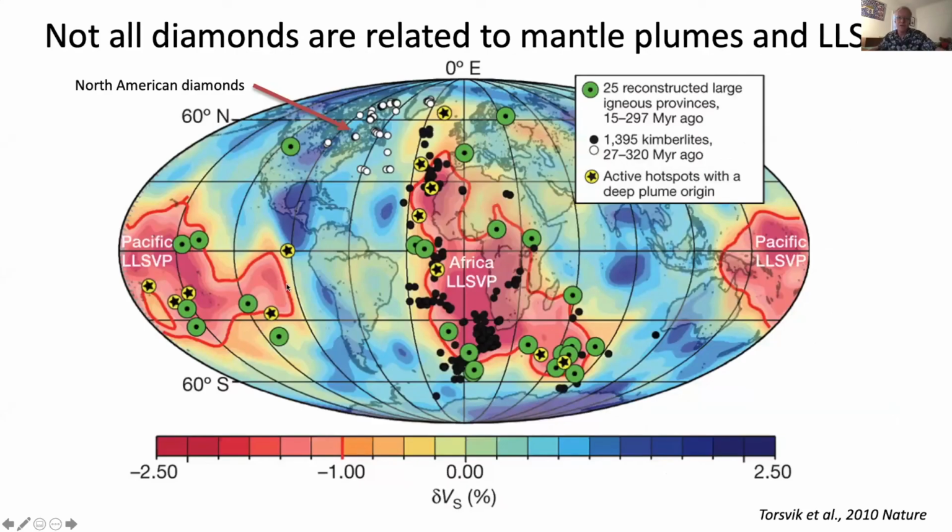And those of you familiar with the work by Trond Torsvik and others who had a paper in Nature in 2010 focused on kimberlites, and especially diamondiferous kimberlites being mostly related to mantle plumes and the edges of LLSVPs, you will notice that there's a cloud of points on his map here that he couldn't explain. These are all the North American diamonds, right, that are clearly not related to mantle plumes or LLSVPs, right? And we think that we have a story for these diamonds, and we now understand why they're there.